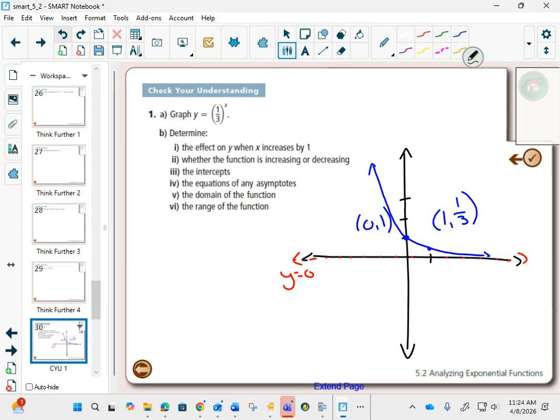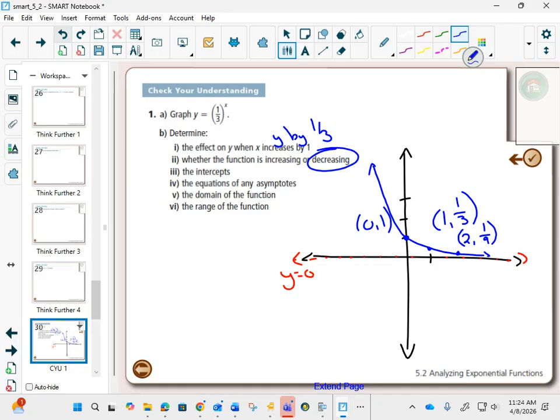Okay, so now we can answer these questions. What's the effect on y when x increases by 1? Well, if x increases by 1, we got 1/3. If it would have increased by 1 again, we would get 1/9. Each time your x goes up by 1, your y gets multiplied by 1/3. That's what an exponential function does. Keeps multiplying by the same thing over and over again. Is this one increasing or decreasing? Well, it's going down from left to right. It's decreasing.